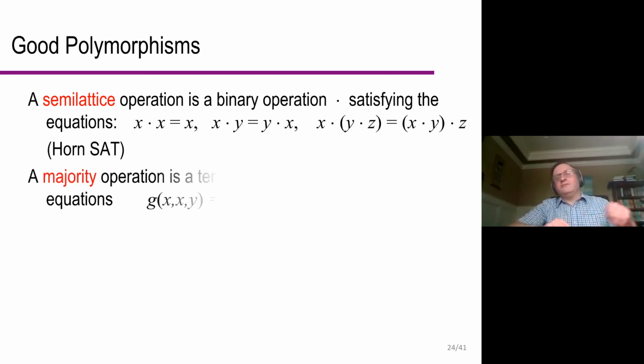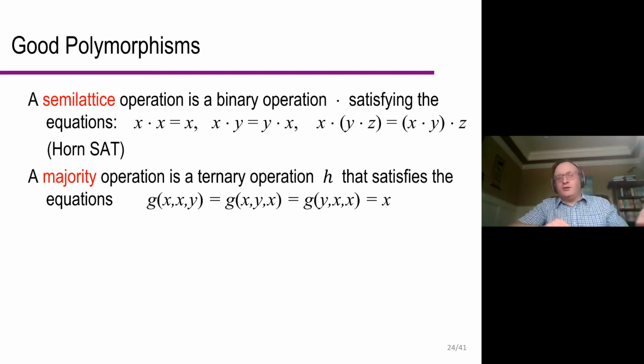Majority operation, it's a ternary operation. It probably has to be G, not H. A ternary operation G that just returns the majority of its values. If two values are equal, then this is what we get. In terms of two-element CSPs, this corresponds to satisfiability, again a well-known special case of SAT.